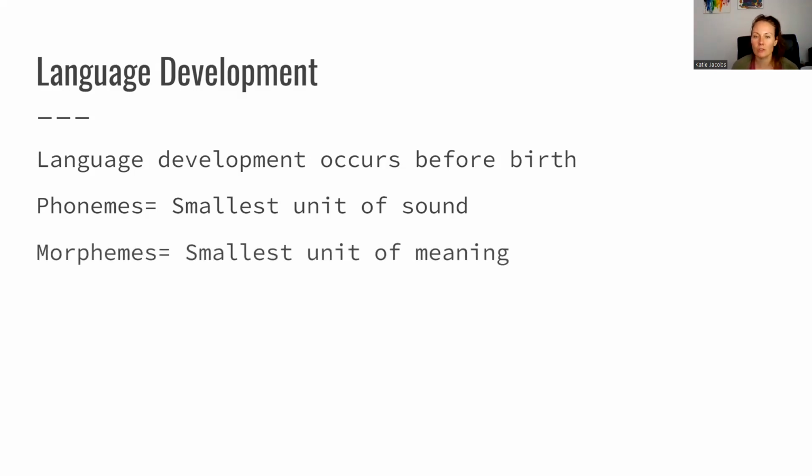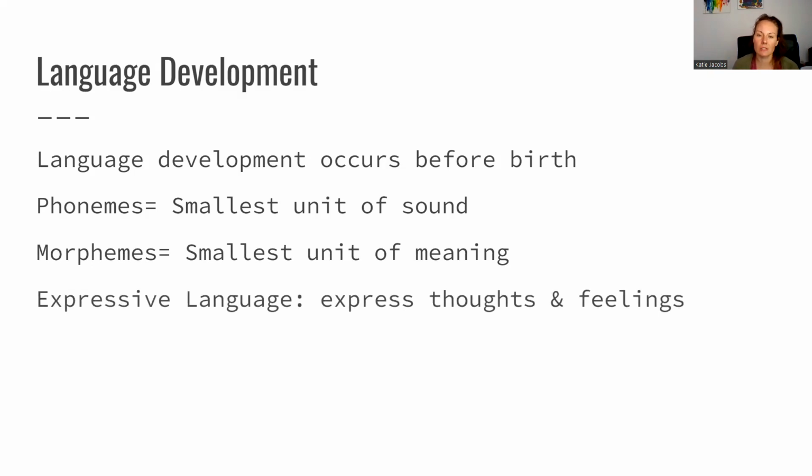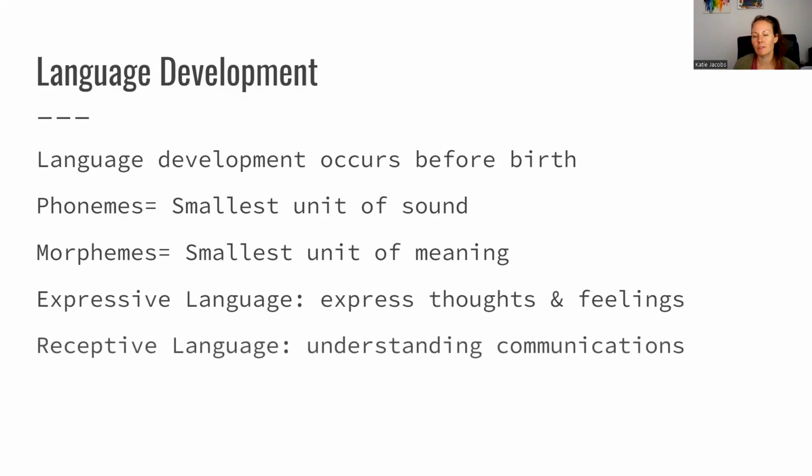Morphemes then are the smallest unit of meaning. So if I say cats, that has 2 morphemes, cat, which is the animal, and then s, which means plural. So when we say multiple cats. Expressive language then is to be able to express thoughts and feelings, while receptive language is being able to understand communications, such as thoughts and feelings.